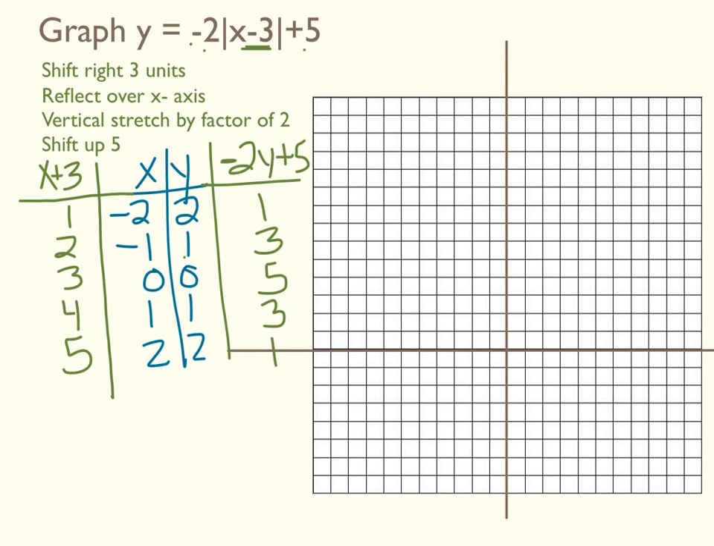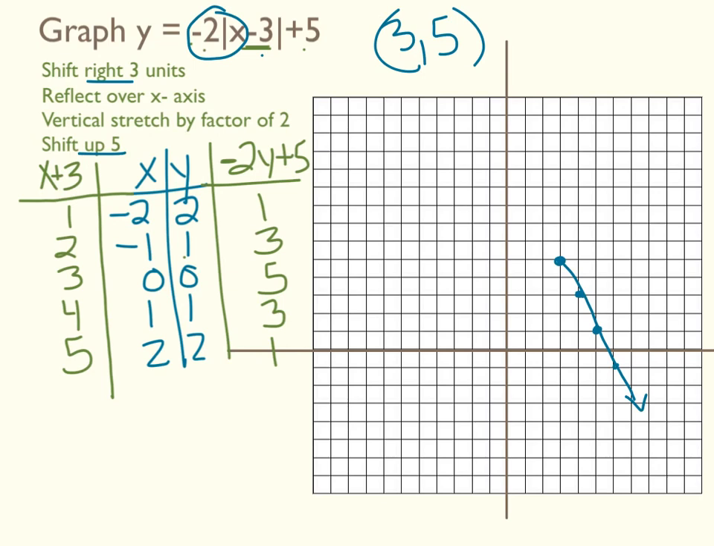And another way to do this, once you get used to seeing how it repeats the same every time, is just think, okay, your vertex is going to move from 0, 0, right 3, and up 5. So my vertex is now going to be at 3, 5. So I could just plot that point. And then I know that the slope on the right used to be +1. And then if you look at whatever's in front of the x, that's going to be the new slope, -2. So I could go down 2 and over 1, down 2 and over 1, and I could draw that line.